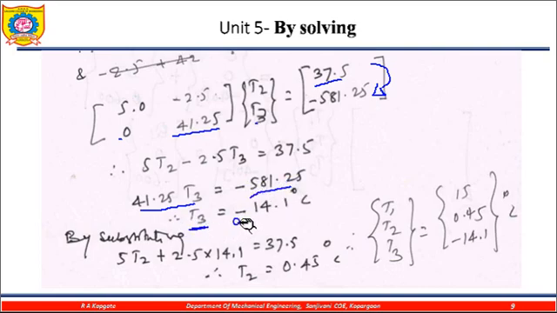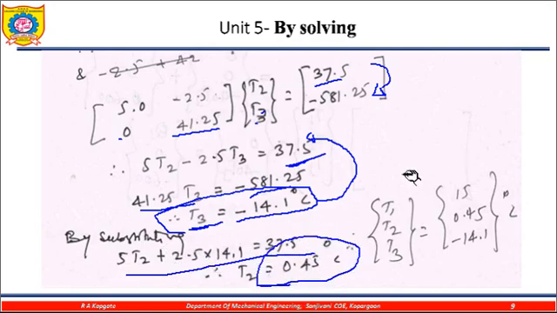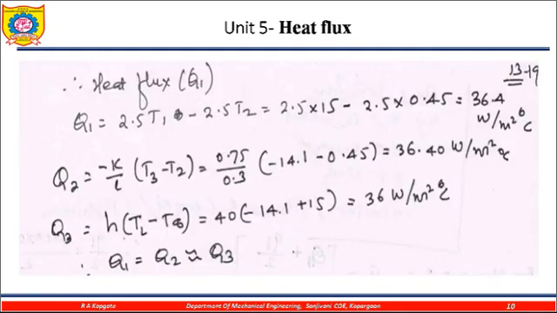Hence I get T3 very easily, and this T3 term I can put here, so that 5 multiplied by T2 minus 2.5 multiplied by T3 is equal to 37.5. So put the value of T3 and get the value of T2. So my T2 is equal to this one. Hence my T1, T2, T3: T1 is 15, T2 is equal to minus 45 and T3 is equal to minus 14.1 degrees centigrade.